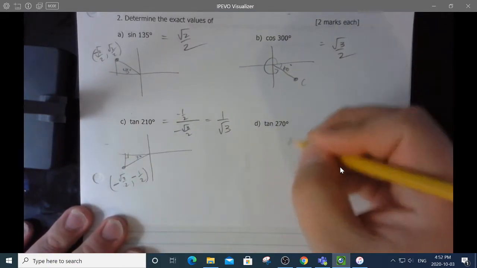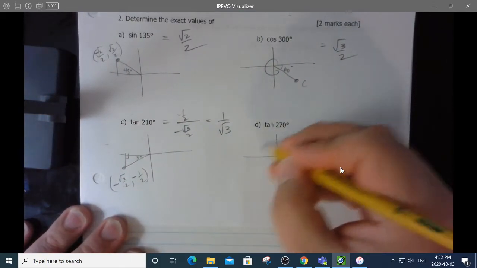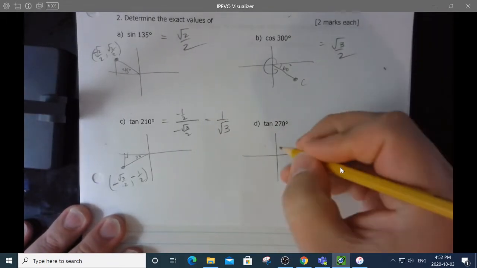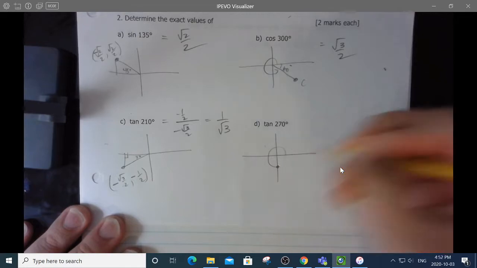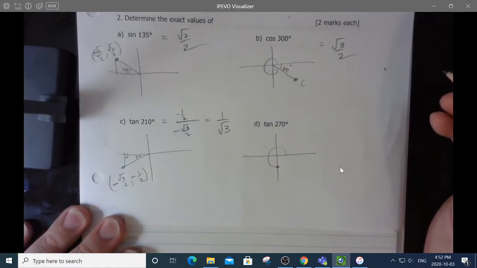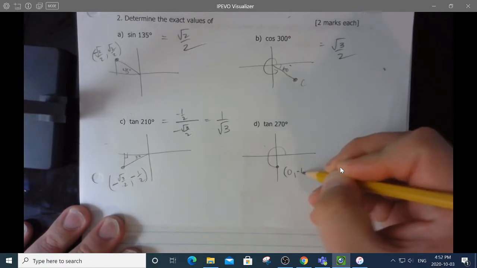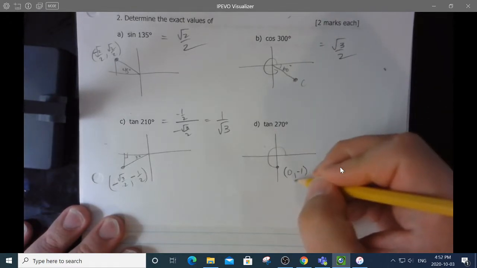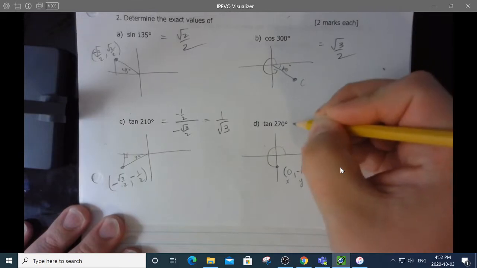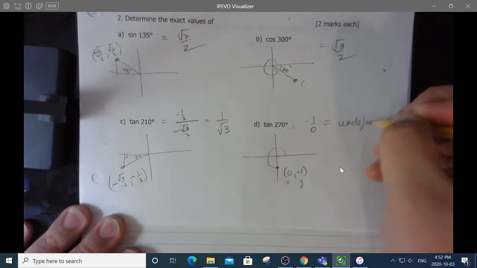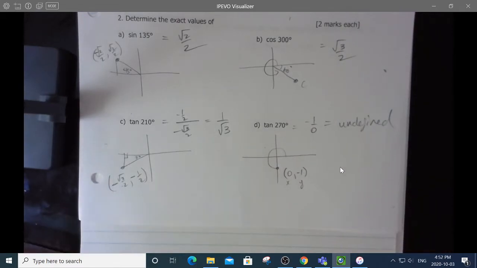And the tangent of 270, this is a quadrantal angle, meaning it lands right on an axis. It's not in a quadrant, it lands right on an axis. Specifically, it lands right on that axis. And at this point on the unit circle, I'm at (0, -1). And remember, tangent is y over x, which would be negative 1 over 0, which of course is undefined because you can't divide by 0. So there's number 2.